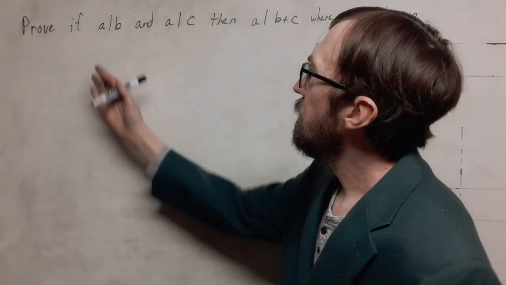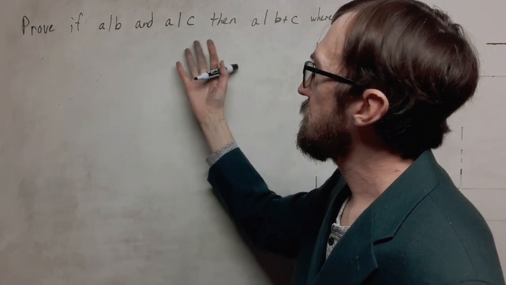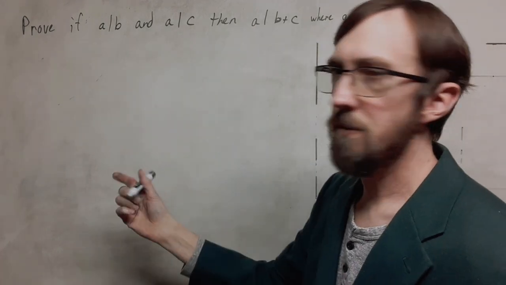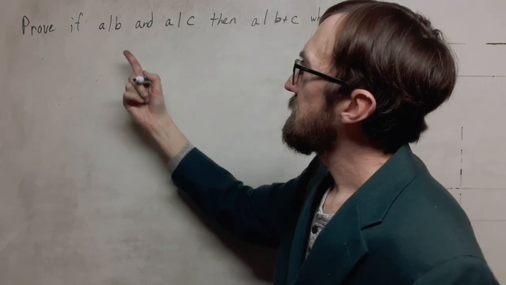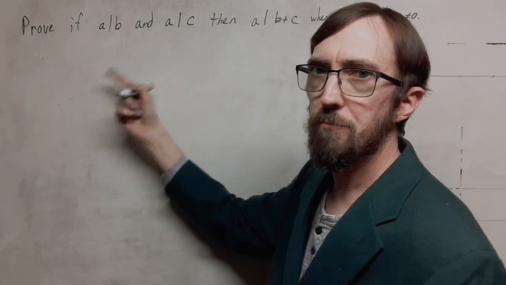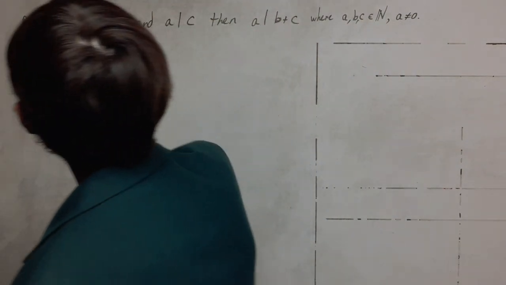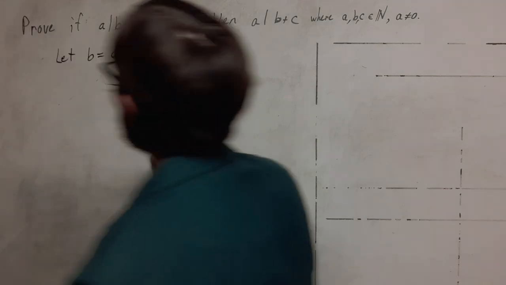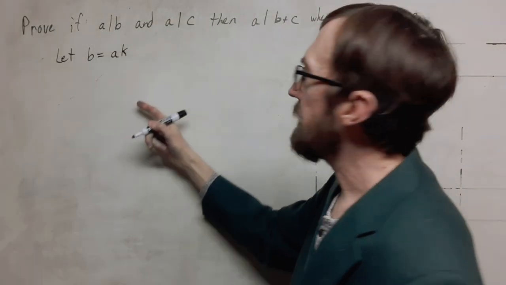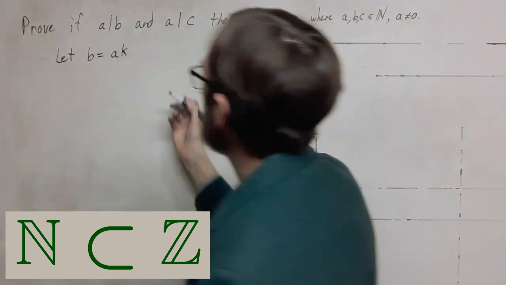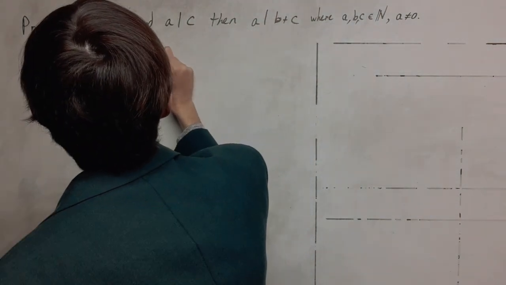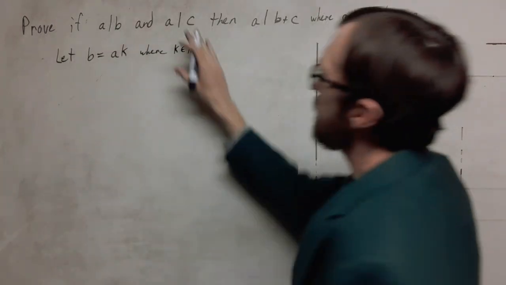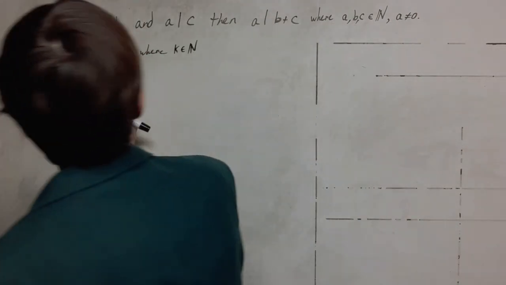To write this proof, we're going to take our if statement as true and then show that our then statement is a consequence of this. Since A divides B, that means A is a factor of B. We're going to write B equal to AK, where K is going to be just another integer. And we're going to do the same thing for C over here.